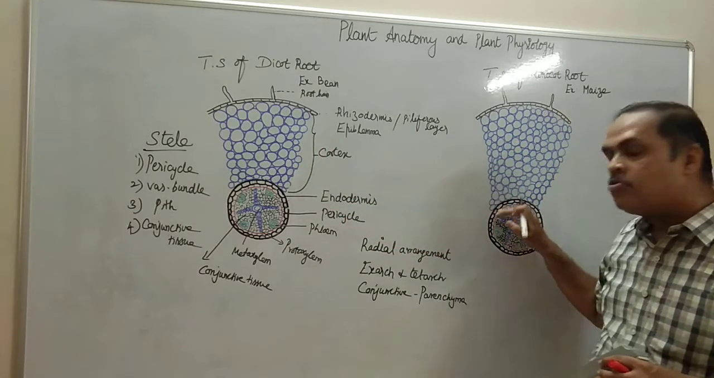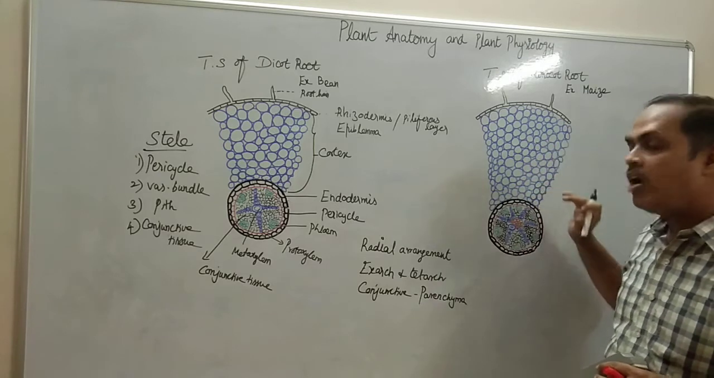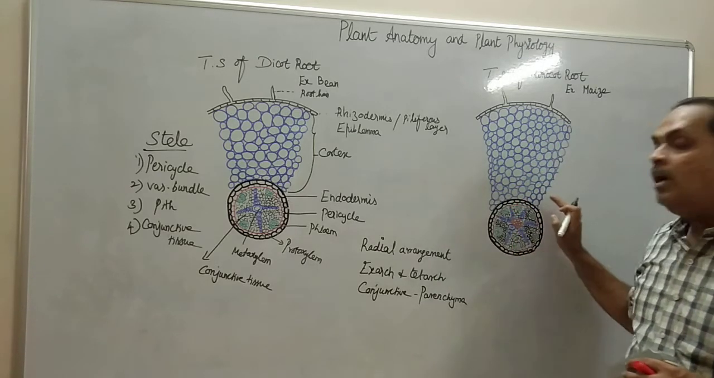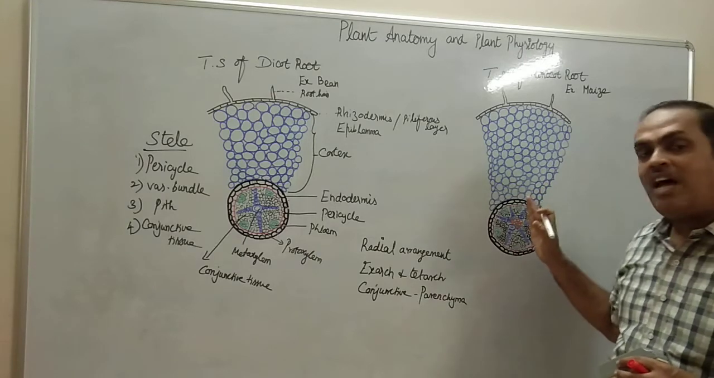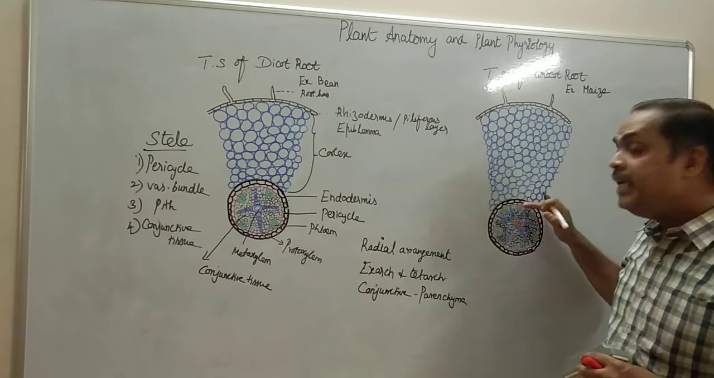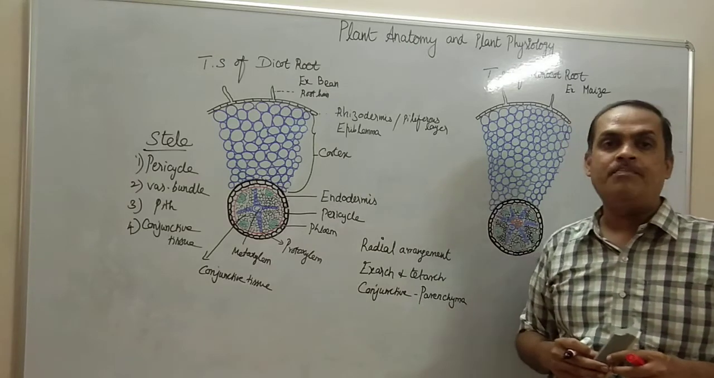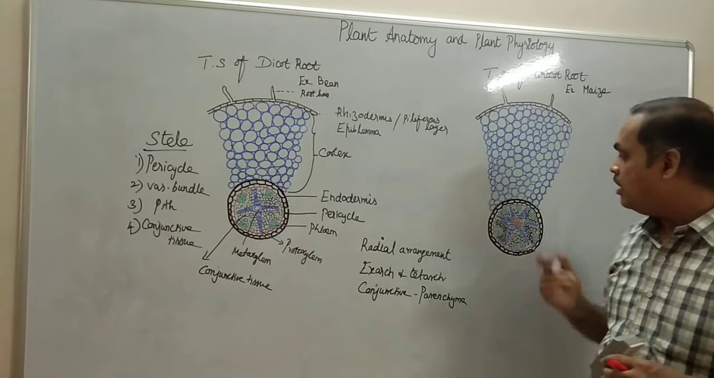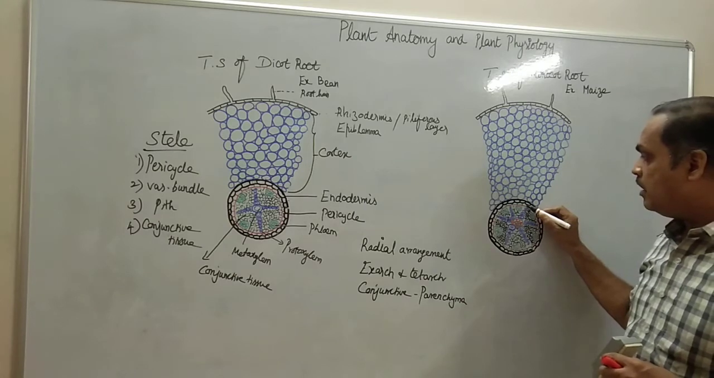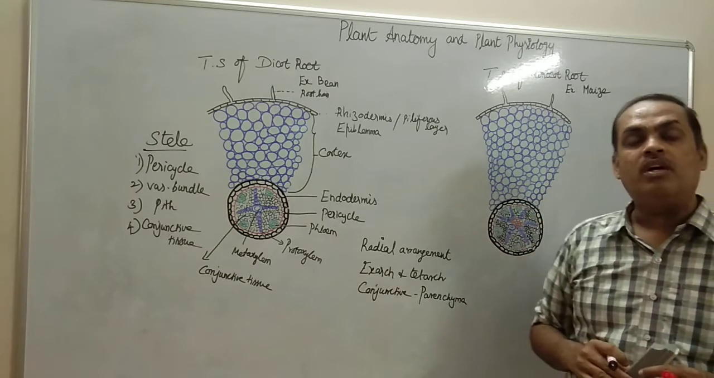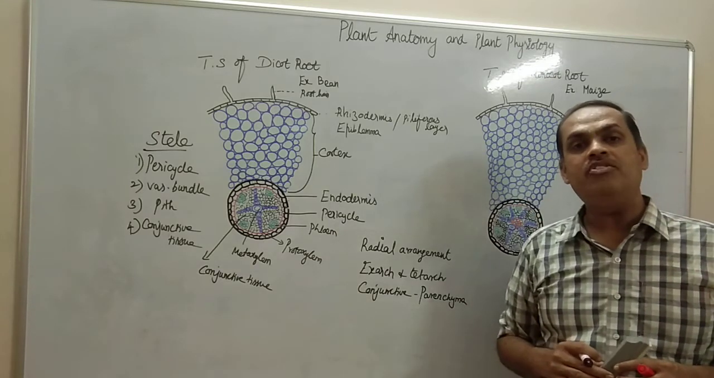Now endodermis is also a single layer. The innermost layer of the cortex is called endodermis, single layer, barrel shaped. They also have the Casparian strip. Now any tissue that is found inner to the endodermis is called stele. What does a stele include? The first layer is pericycle, then xylem and phloem. Now here in monocot root, there is no secondary growth.